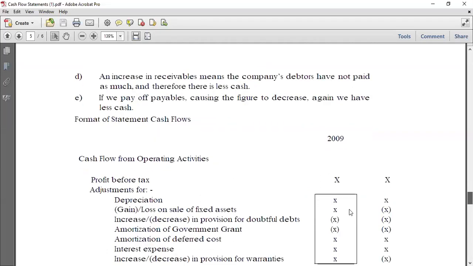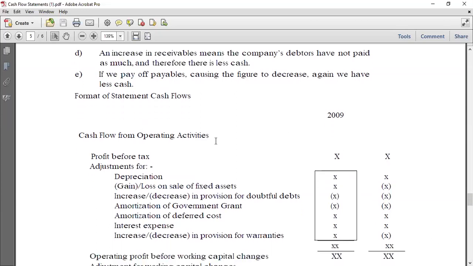Okay, and as you can see, this is a format of the cash flow. So we have the operating activities. Basically we say that operating activities are what are called revenue producing activities. They are basically the day-to-day activities of the business. Okay, so as you can see, we usually start with the profit before tax, and then we usually make adjustments. Now the adjustments we make are usually for those things that are, first, the non-cash items.